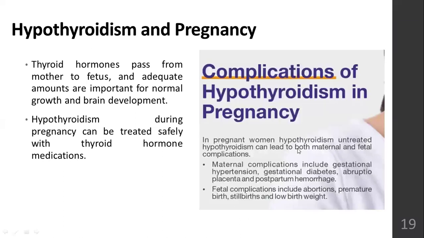So, complications of hypothyroidism in pregnancy. The mother may suffer from gestational hypertension, that is, she will get high BP only during her pregnancy, which was not there before. Gestational diabetes: she will become diabetic only during the pregnancy. She was not diabetic before. Abruptio placenta: the placenta may abruptly burst open when the labor pain starts.